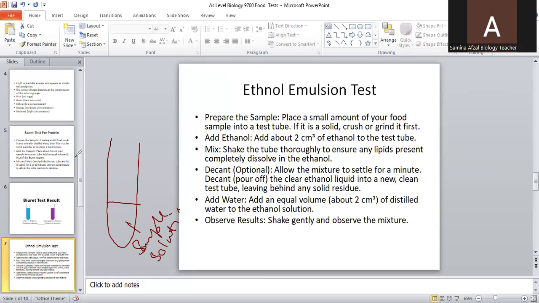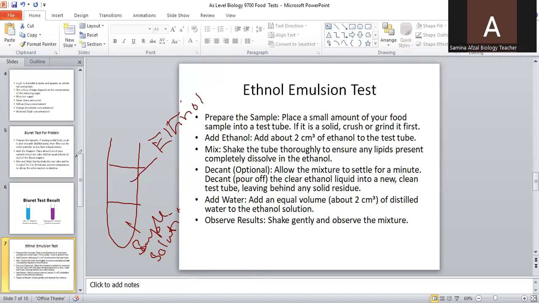If it is a solid, you have to crush and grind it first, then take it into the test tube. Then you will add ethanol into it, the same quantity of ethanol. Then you will shake the test tube thoroughly to ensure all lipids present completely dissolve into the ethanol. The fats are not dissolved in water, but they are dissolved in ethanol. So they will be dissolved, and a clear solution will be there.